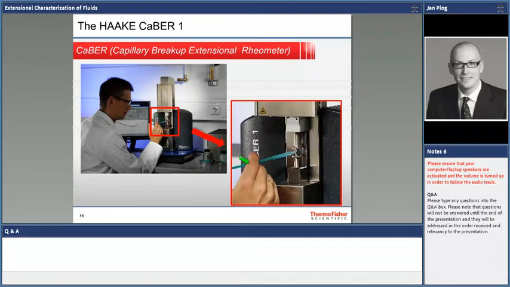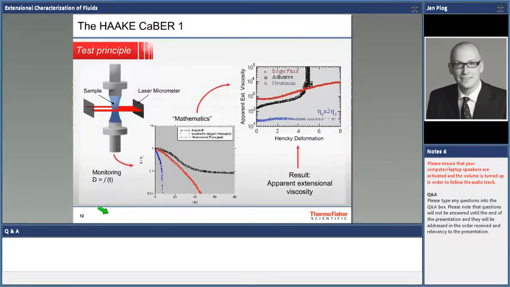All you do pretty much is bring in some sample between those two plates, then you let the upper plate move up, and you monitor how the capillary forces, and we talk about the force balance in a minute, will squeeze the filament that builds up together. Then all you need to do is monitor the decrease of the filament with time with a laser that goes through here, and from there you can calculate not just the extensional viscosity but also extensional relaxation times. And why that is important, again, I show you practical examples a little bit later on.